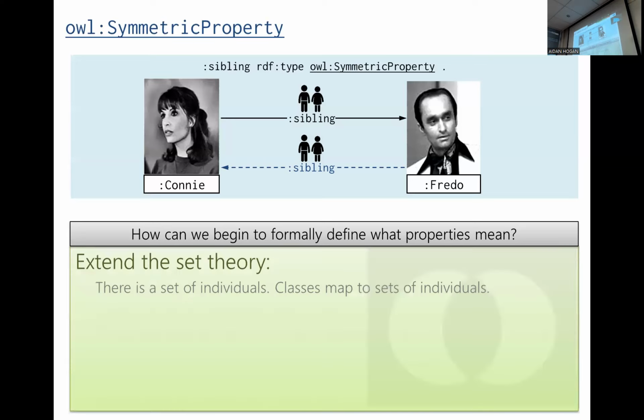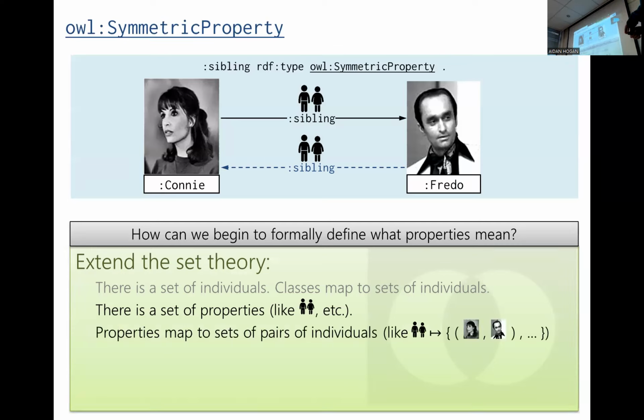So there is a set of individuals, and we have classes mapped to sets of individuals. We've seen this already. There's also a set of properties. So like this real world relation that we call sibling. Yeah. And these sorts of properties can map to sets of pairs of individuals, like the sibling relation in the real world maps to pairs of individuals. Yeah. So for those who are brothers and sisters, it would be you and your brother, you and your sister, and you, your brother and you would be pairs in this property, in this relation.